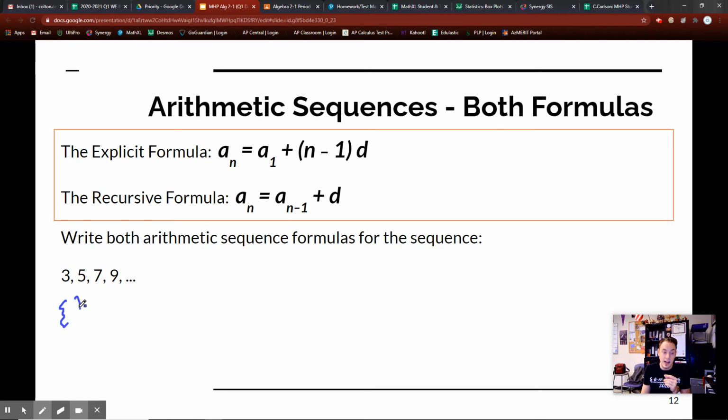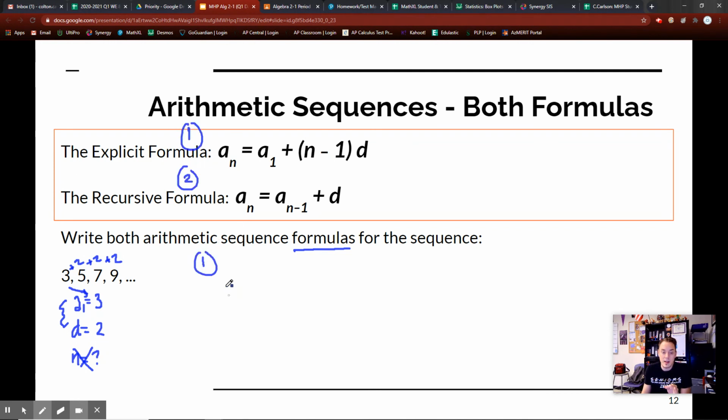So you ready? In order to do that, I need a couple things: my a sub 1, and my d value. What's my a sub 1? It is 3, this one right here. What's my d value? You should say plus 2, plus 2, plus 2. So my d value is 2. Do I care about my n here? I actually don't care about my n right now. I'm only considering the formulas, not actual numbers. If they gave me, find the 15th term or something, then I would care about n. But in this case, they don't, so I'm going to keep n in the formula.